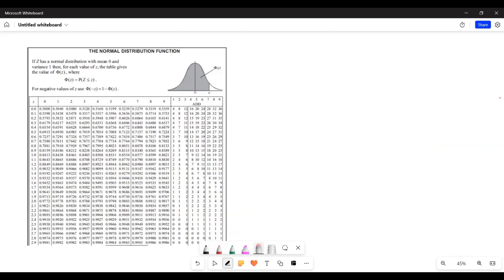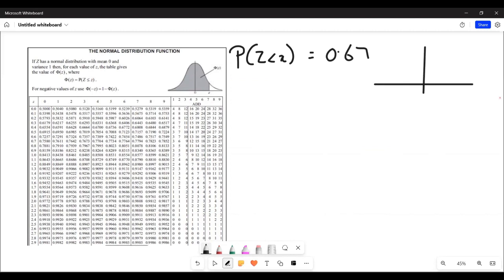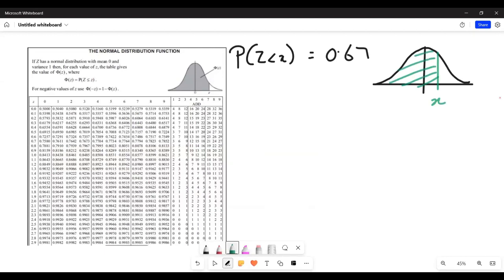Okay, so the first question is find x such that probability z is less than x equals 0.67. Now, before I use the table, I'm going to visually take a look at it. Here's the distribution. X is some value, so that the probability is 0.67. So that means x has to be some positive value, because this probability would be 0.67.